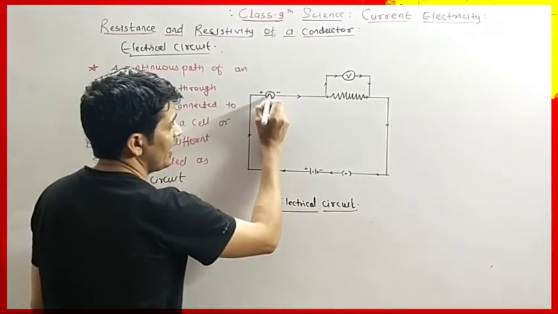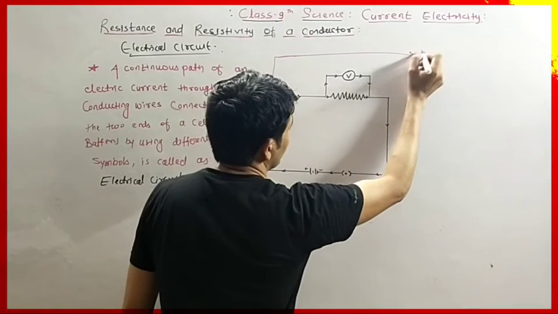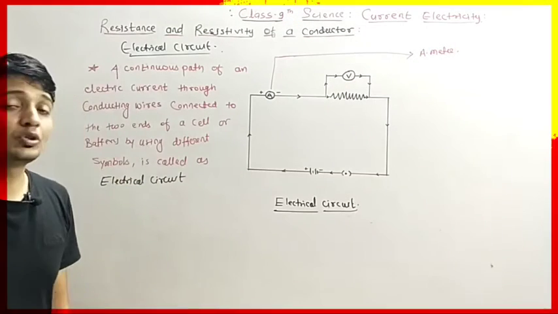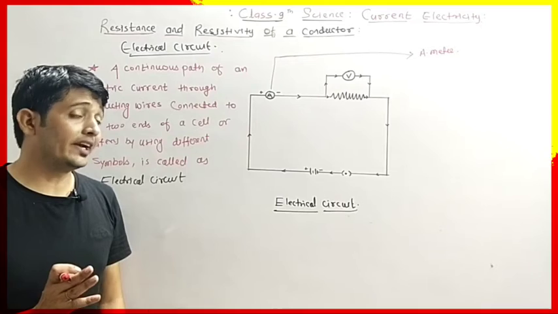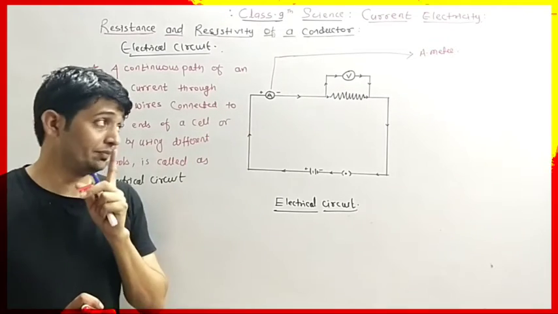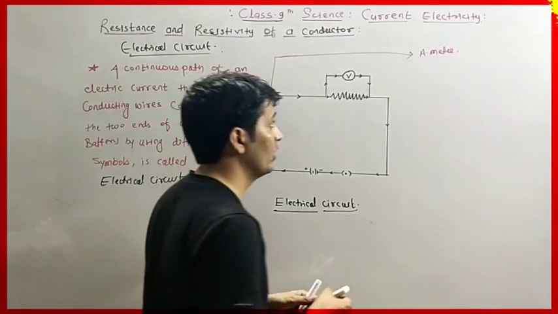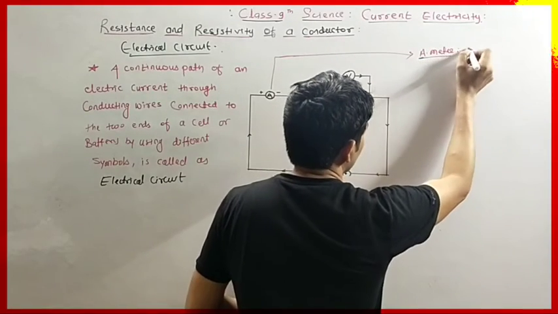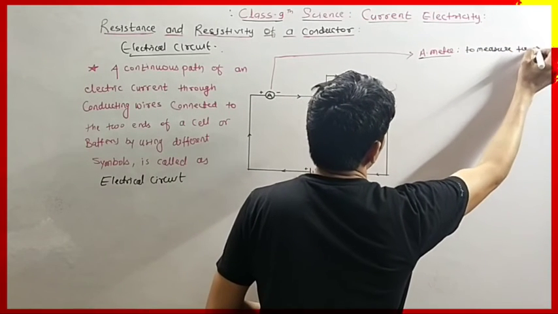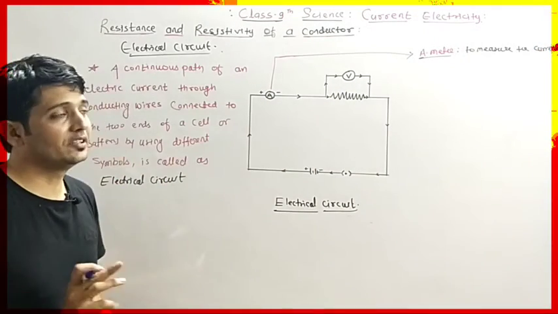Here it is the ammeter. Ammeter is what? It is the ampere meter. The ammeter is used to detect or to calculate the amount of current which is flowing through the circuit. Okay, so ammeter is used to measure the current. Here we have to write also, it is used to measure the current. Okay, ammeter is used to measure the current.